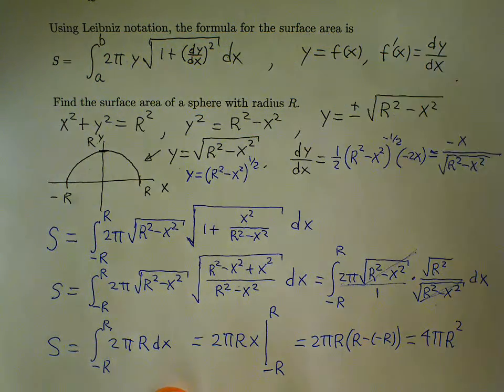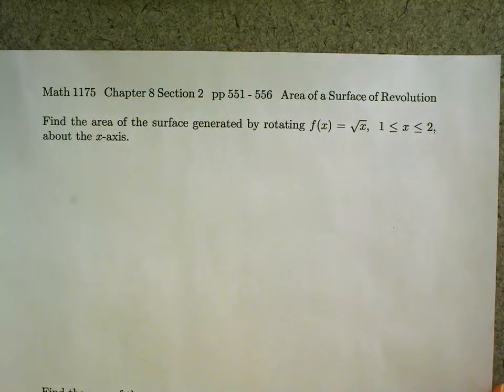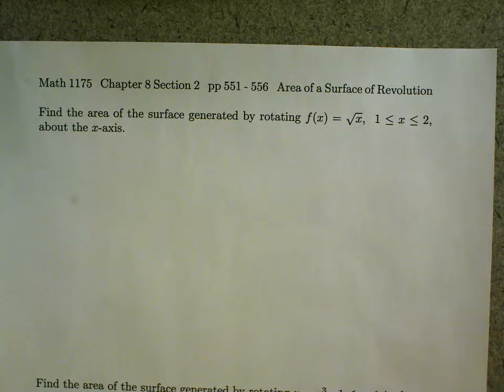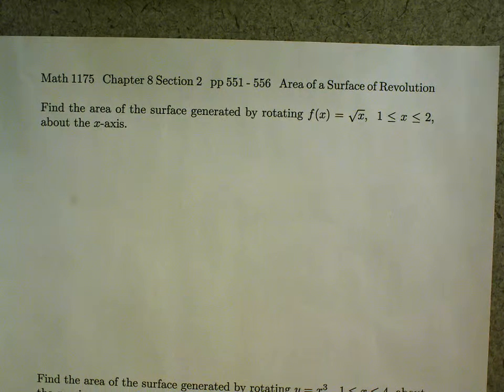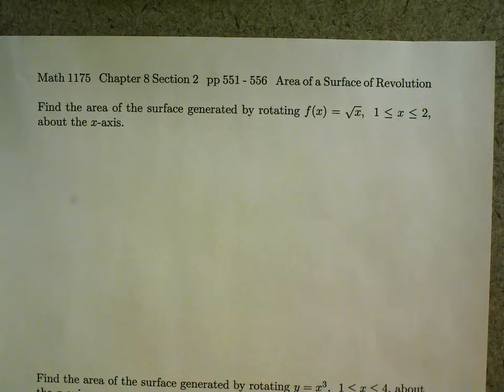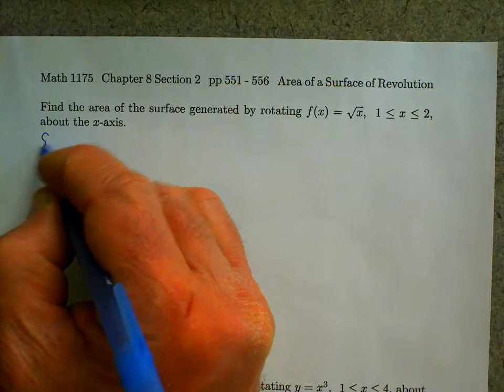Okay, on the next page, find the area of the surface generated by rotating f of x equals the square root of x about the x-axis for values of x between 1 and 2. Just for convenience, I'll write down the surface area formula.